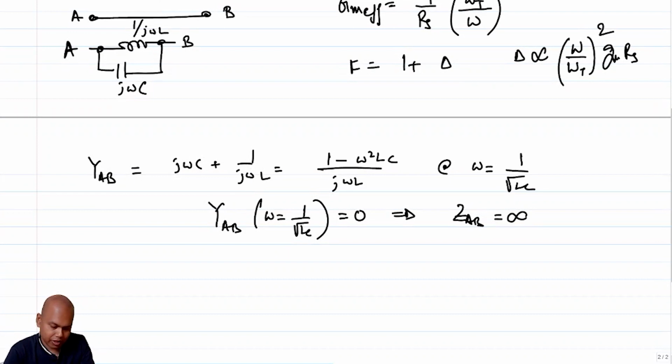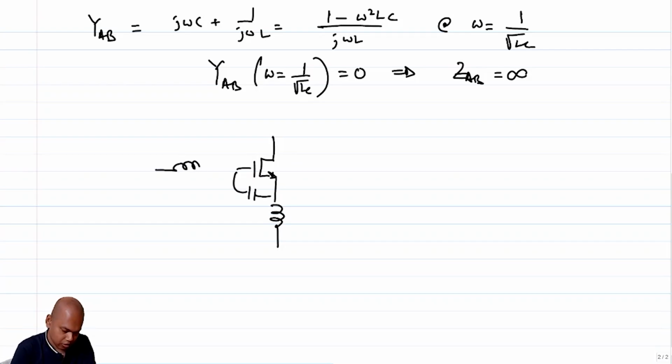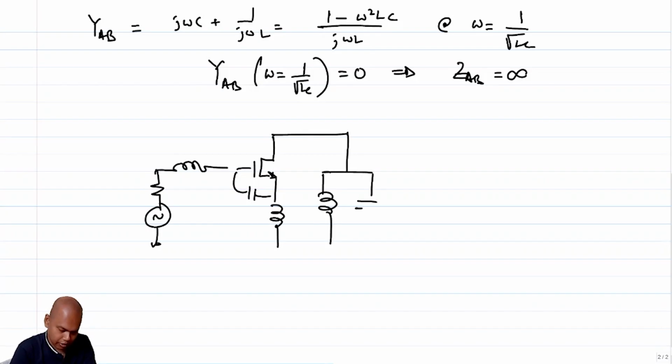So an open circuit is an awesome thing if we want to get a gain, because ultimately I can then replace my output stage with an inductor and a capacitor, and let me call this LD, connected to the drain, and this is CD.